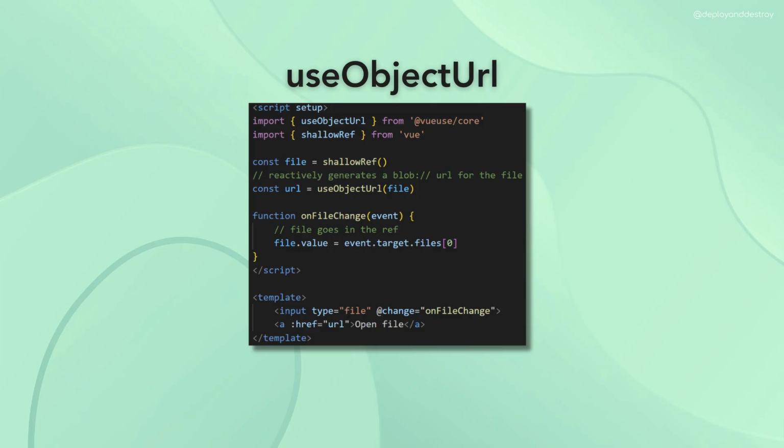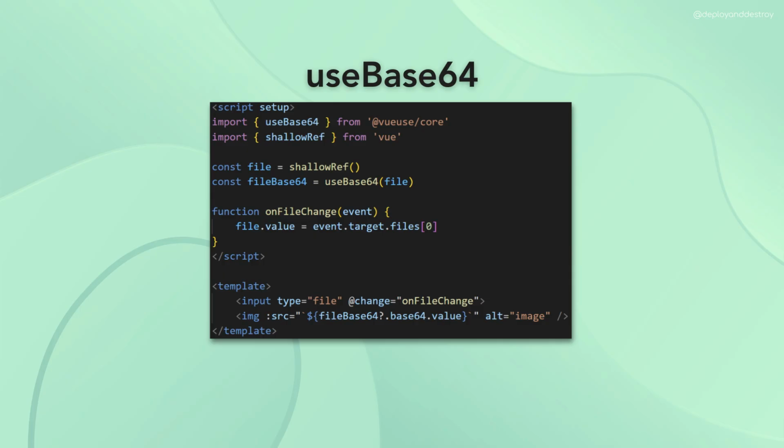useObjectUrl. Now you've selected a file, maybe an image, and you want to display it to the user. useObjectUrl is the function that lets you do this and goes well together with useBase64. This converts data into base64 for inline display or sending it in URLs or APIs. Works well with useFileDialog and useObjectUrl, but can be used to convert really anything into base64.